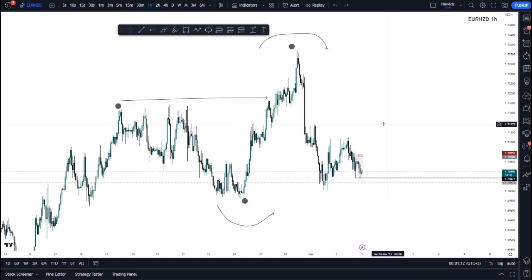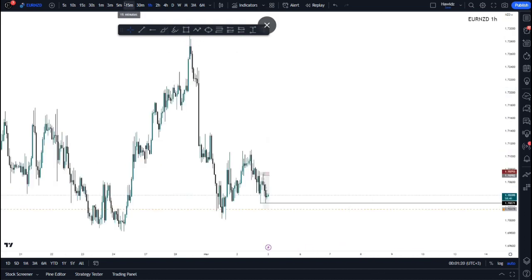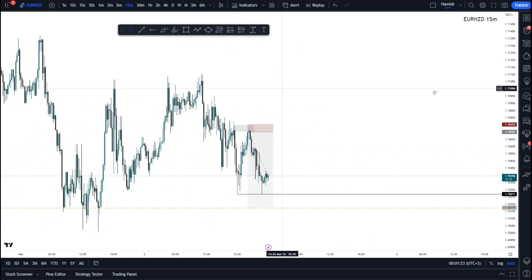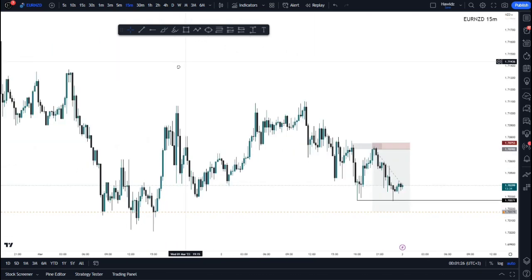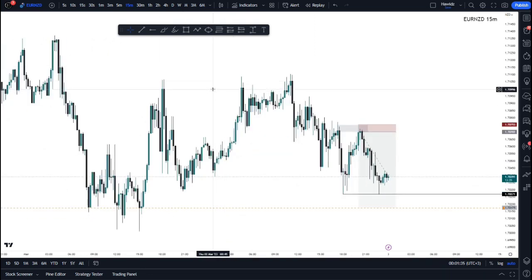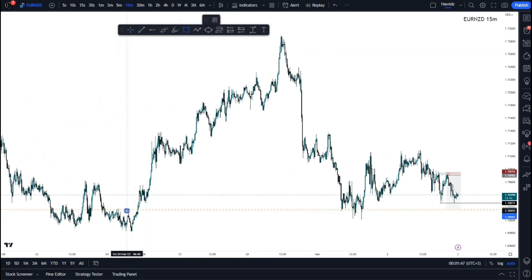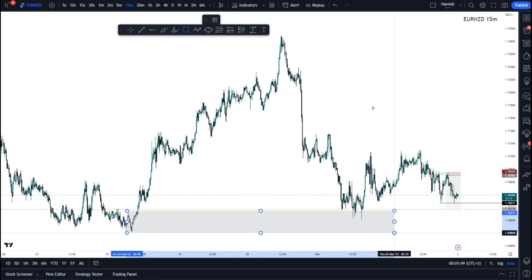With that being said, let's remove these drawings. There we have it. Now we can go back to the 15-minute chart, which is the intraday chart. We need to know what the market is doing intraday before we can go to the 5-minute chart or the 1-minute chart for entries. On the 15-minute chart, we can see that price has now retraced to this overall area of demand, and this area has been mitigated.